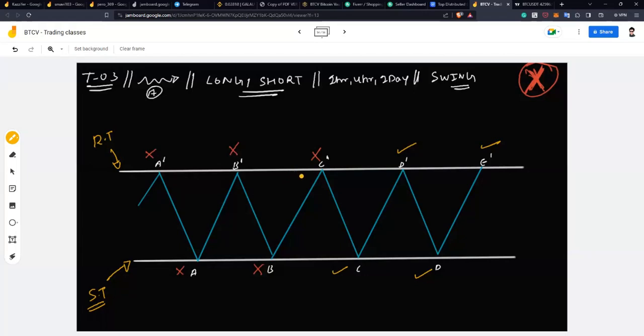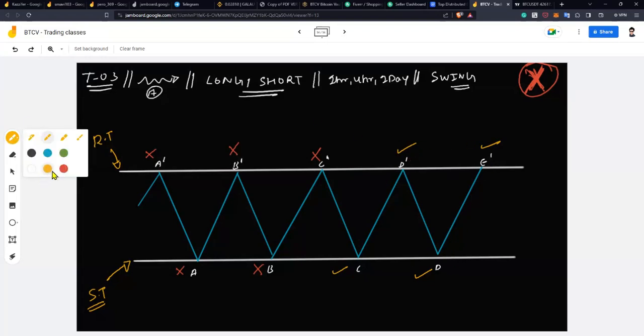Why? Because till this point, we don't even know if this is going to be a trend or not. In this area, we don't even know if this is going to be a trend or not, right? We need 3 dots, correct? But once we have a third dot on a resistance trend line, or maybe on a support trend line, then we know that there is a chance that it might act as a channel. So, of course, you can take a trade on C dash, D dash, D, and E dash.